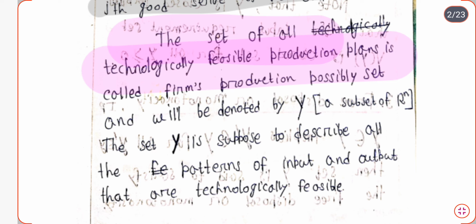All those technologically feasible or achievable production plans are considered the production possibility set, and it will be denoted by capital Y, and it is a subset of the real number set. The set Y is supposed to describe all the patterns of input and output that are technologically feasible. That means all the patterns of input and output that can be achieved by the production processes are termed the production possibility set, denoted by Y.